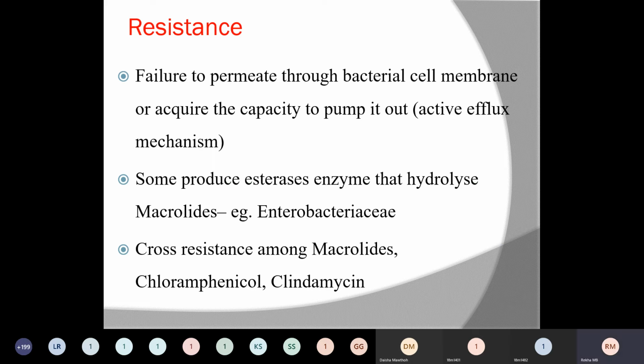Basically, erythromycin and the macrolide group of antimicrobial agents are bacteriostatic. That is, they inhibit the multiplication of microorganisms. They do not kill the microorganisms.